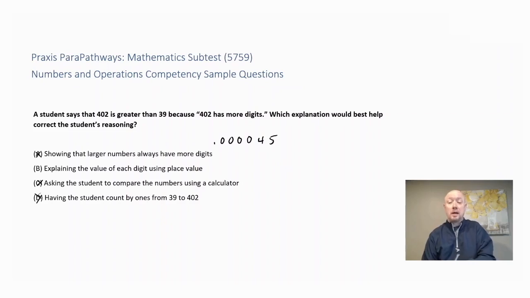The correct answer here is choice B, explain the value of each digit using place value. So in other words, showing the position of the digit is the most important. So we have 4 in the hundreds place. This number is going to be greater than 400, where this one has a 3 in the tens place. So this number is less than 40.